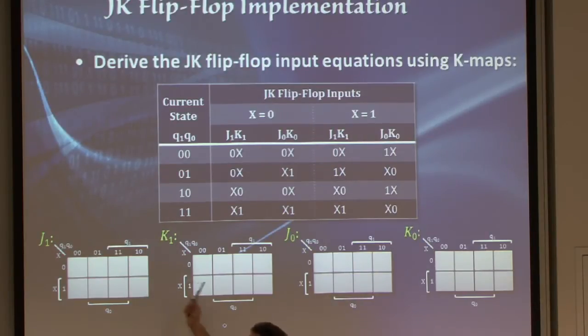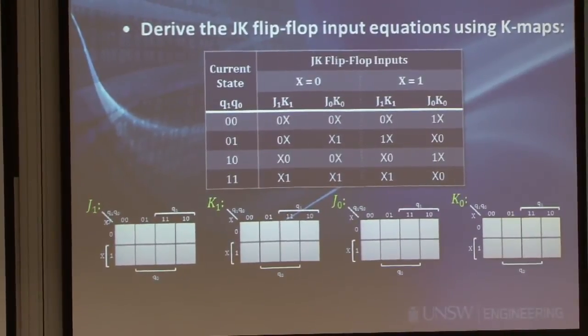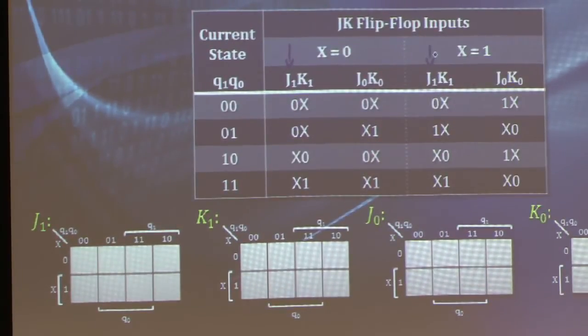Now, each one of those Karnaugh maps will be a function of the current state and of the input x, because we do have the distinction between what happens when x equals 0 and when x equals 1. We'll start with reading the J1 map slowly, and then we'll paste it up. So for J1, I'm looking at this column here and this column here. Both of them correspond to the J1 flip-flop. And the order will be the current state of 0, 0, 0, 1, 1, 1, 1, 0. So I will read it as 0, 0, don't care, don't care. For the case where x equals 1, I'm reading this one here: it's 0, 1, and then don't care, don't care.